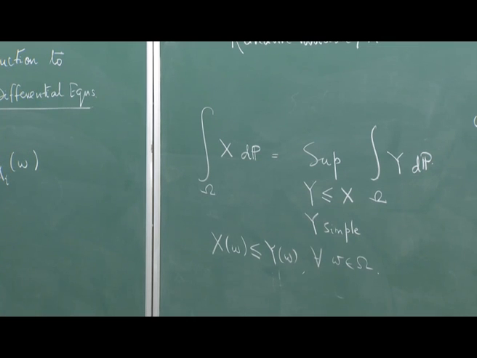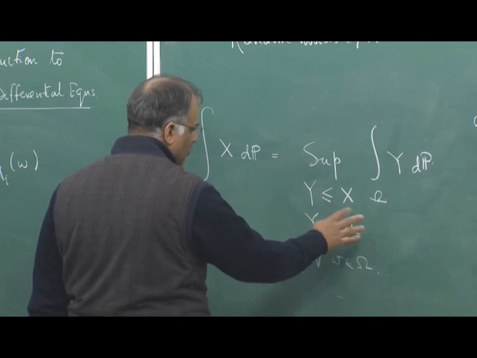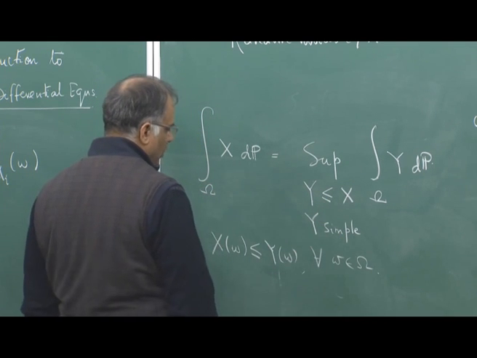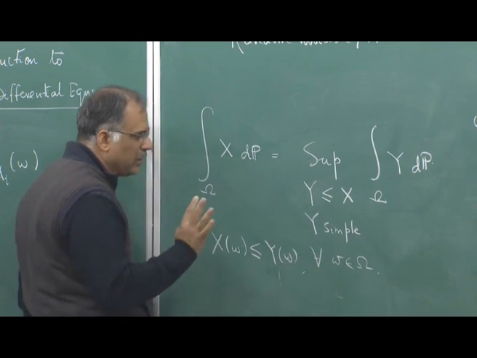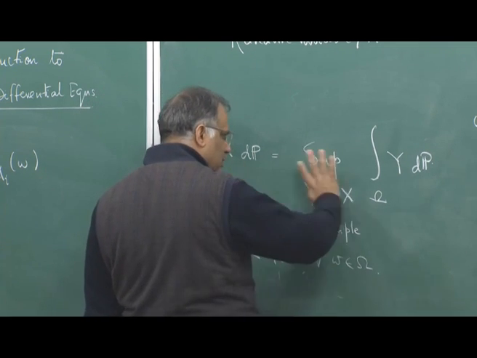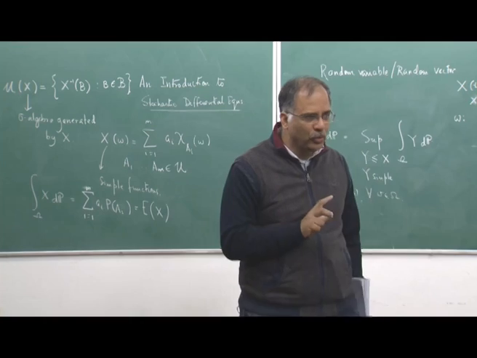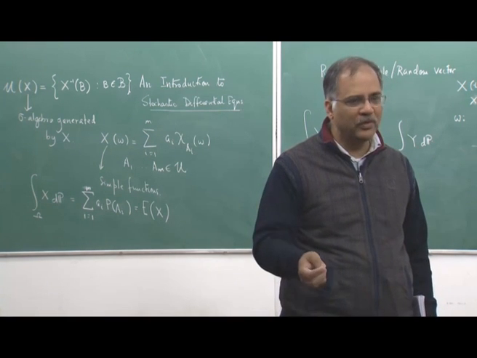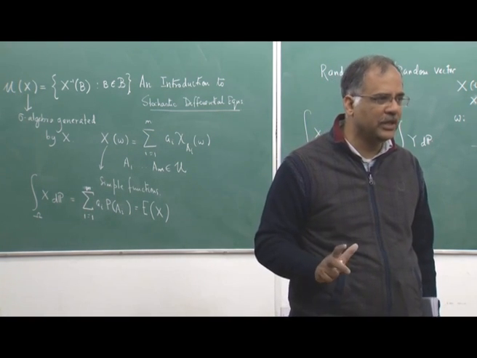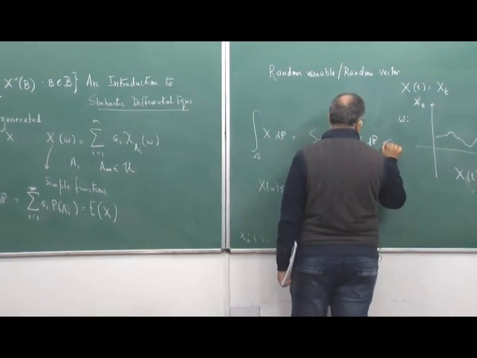So, I am writing it for all omega, but it will be enough if it holds for every omega other than a null event. Let us not get into those technicalities, assume this. So, this is the definition: you compute it for all the simple cases and then take the supremum, and whatever the value is, assuming it is finite, we say that the integral exists.